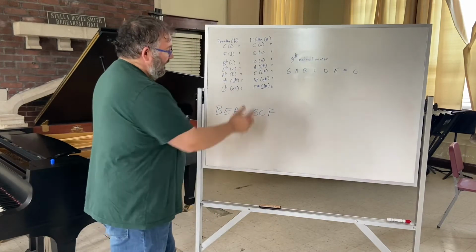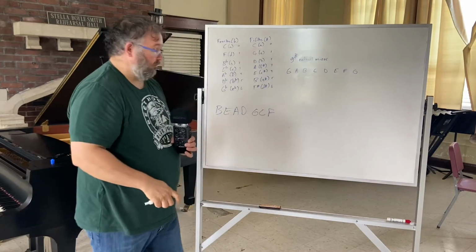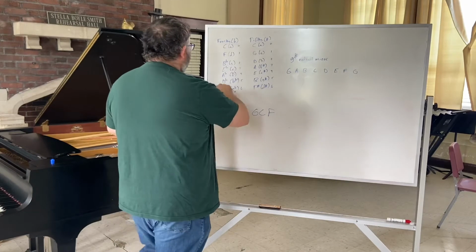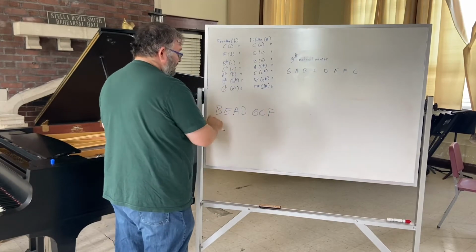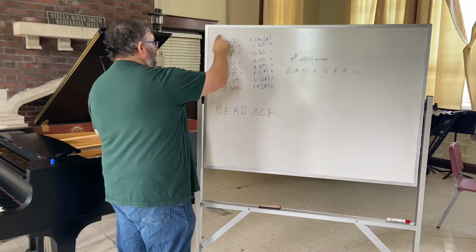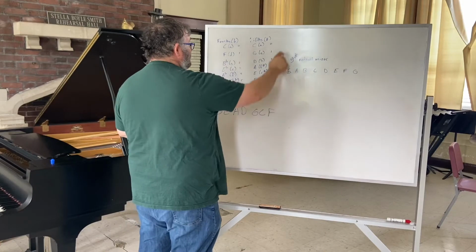All right, and that's because if we wrote out B major, the fifth note of B major would be F sharp, not F natural. Okay, so if you have your order of flats and sharps memorized, you should be able to figure out how to move around the circle in fourths or in fifths, all right?